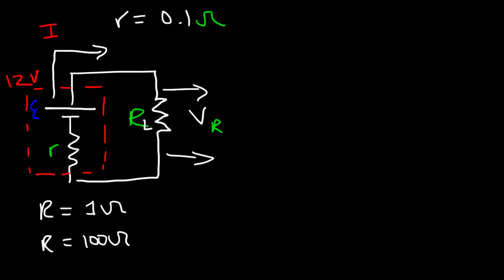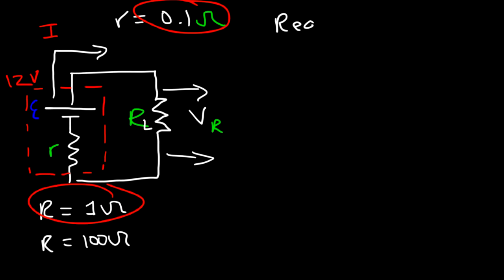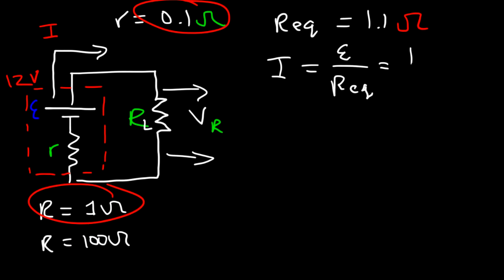So we're going to add 0.1 and 1. So the equivalent resistance is now 1.1 ohms. Next, let's calculate the current. The current that flows in this circuit is going to be the EMF divided by the equivalent resistance. So that's 12 volts divided by 1.1 ohms. So 12 divided by 1.1, that's about 10.91 amps. So as you can see, the current is much greater than what it was in the last example.